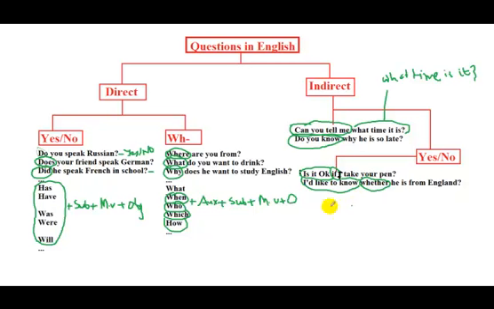Etc. So I hope this little presentation about questions helps you, and moreover you need more practice, because as I always say, practice makes perfect. So please try to practice these questions in different contexts, and I hope you will be able to ask questions correctly in different contexts. Thank you very much. See you next time. Bye bye.